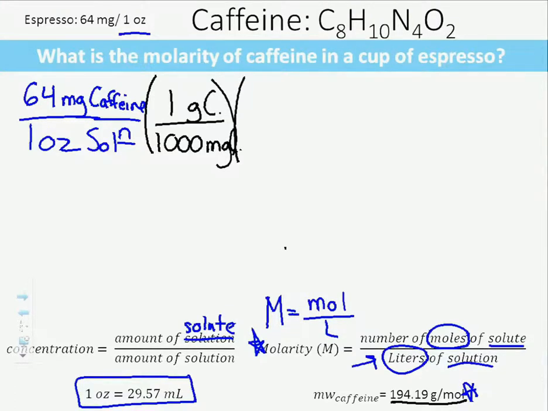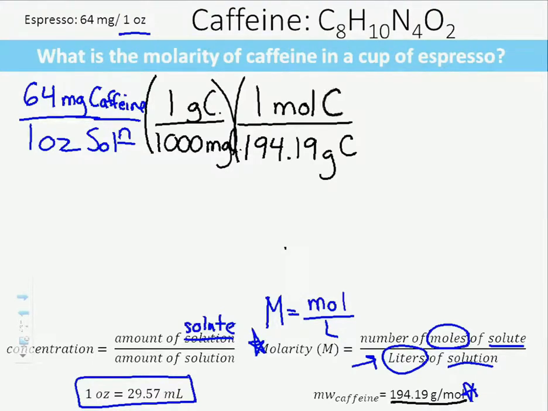So we have grams on top of caffeine, and we want to turn them into moles. So if we have 194.19 grams of caffeine per 1 mole of caffeine, let's check our units and see if they cancel out. We're trying to only work on the top part right now. So we've got milligrams on top, and they cancel with milligrams on bottom. We have grams on top, they cancel with grams on bottom, which leaves us with moles of caffeine, which is what we wanted for our final answer.